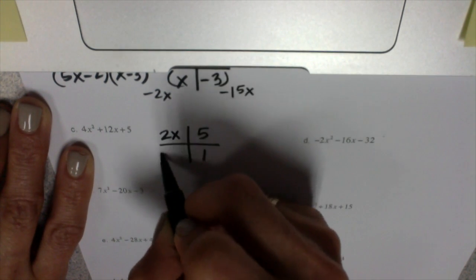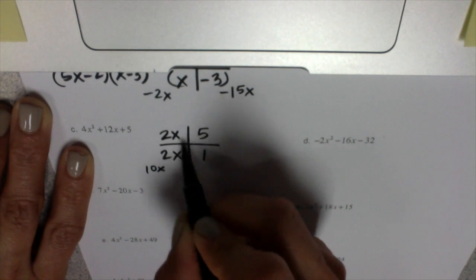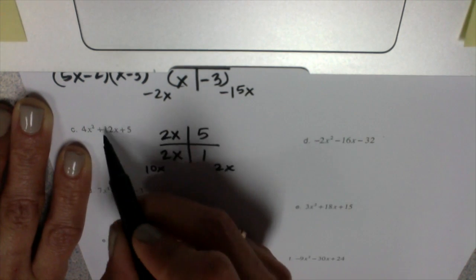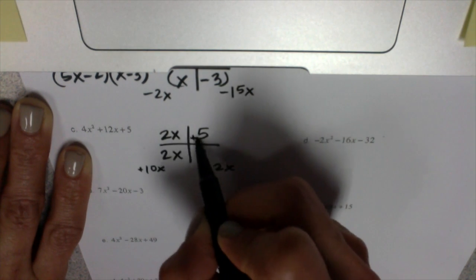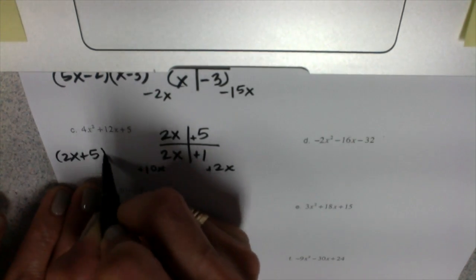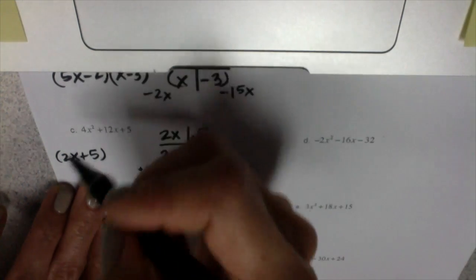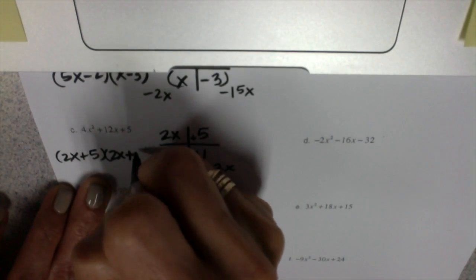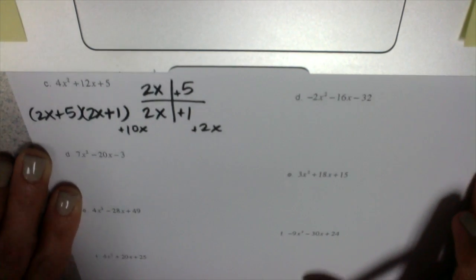So I'm going to go 2x, 2x. When I do so, this makes 10x, this makes 2x, and it's great because those combine for 12x. Put your positives here, and that's your answer. All right, 2x plus 5 times 2x plus 1.